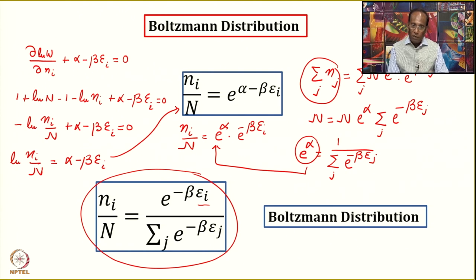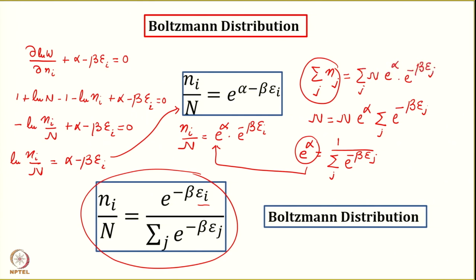It's a very important result, which is called the Boltzmann distribution, and this will form the basis for our future discussion when I introduce the concept of partition function. It is the partition function which is going to be connected with all the thermodynamic quantities, and that will be the focus of discussion in the next lecture. Thank you very much.